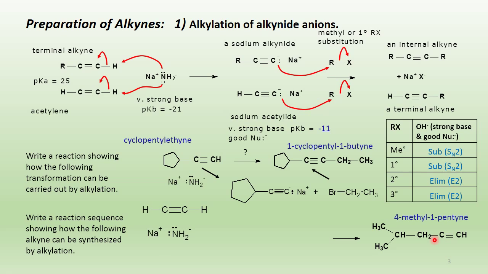We can deprotonate that with sodium amide, an acid-base reaction, deprotonating the acidic hydrogen, either one makes no difference, forming the sodium acetylide anion. Strong base, good nucleophile. We need to add this isobutyl group as a halide, so we'd have isobutyl bromide or chloride, and it'll be a primary alkyl halide required to have a substitution SN2 reaction to produce our product, 4-methyl-1-pentyne.